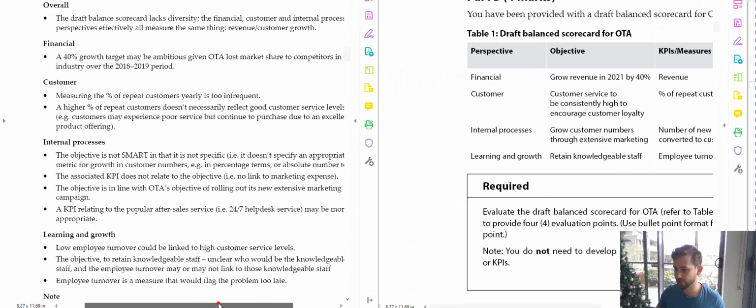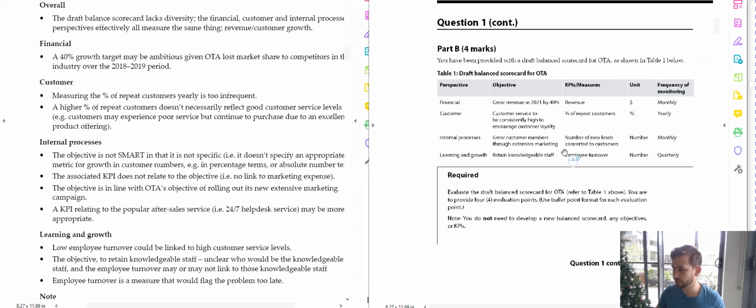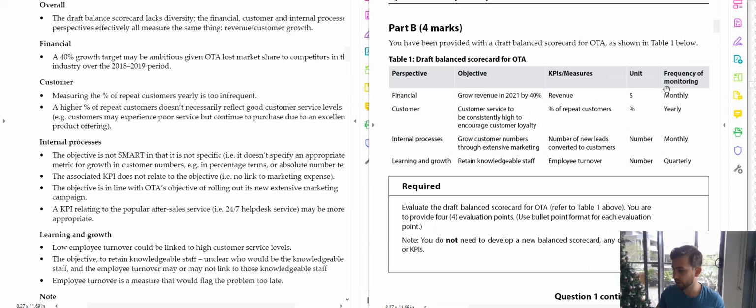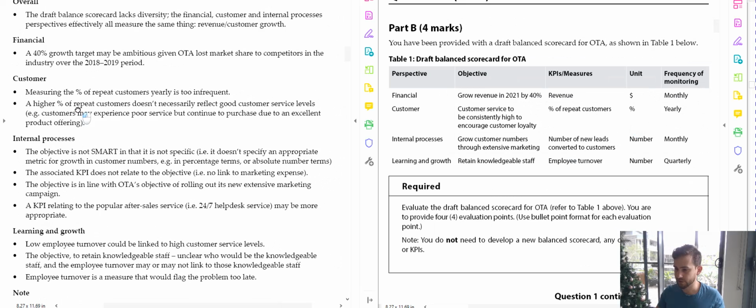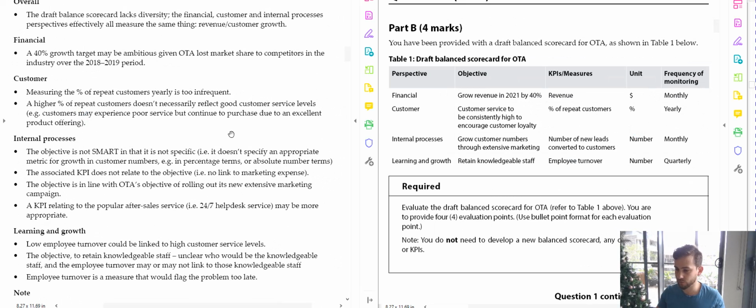So for customers, measuring the percentage of customers yearly is too infrequent. Okay, so it's not realistic or effective. A high percentage of repeat customers doesn't necessarily reflect good customer service levels. Right, so we want customer satisfaction, not just repeat customers.